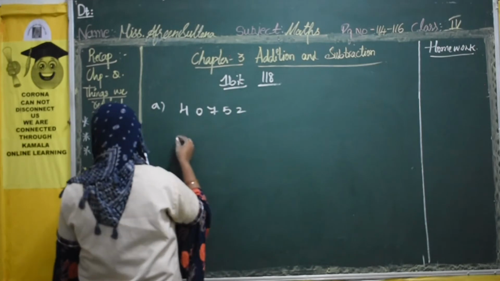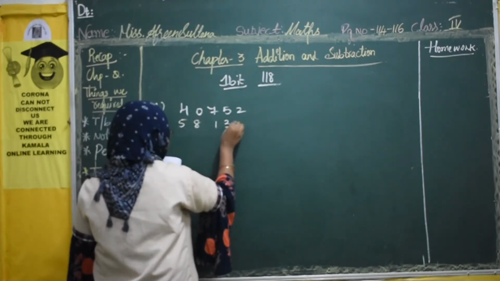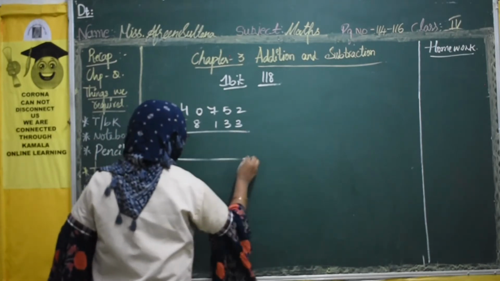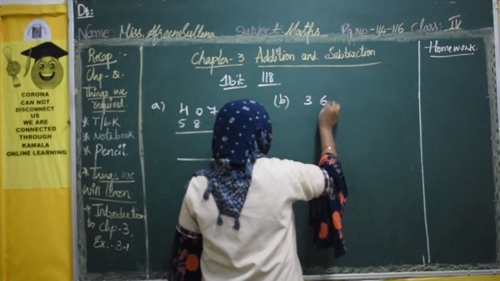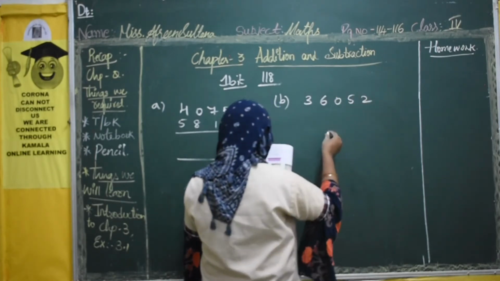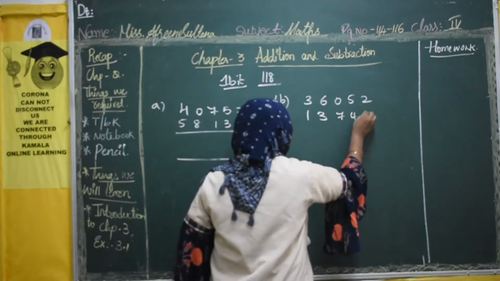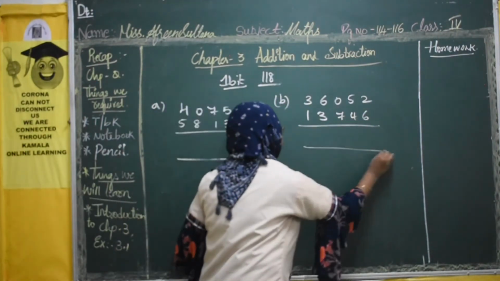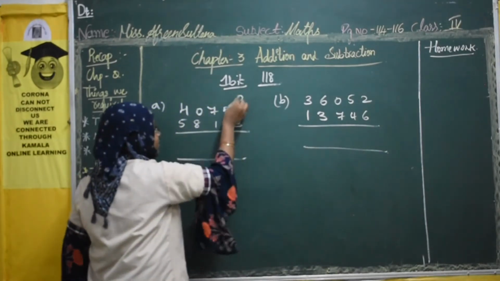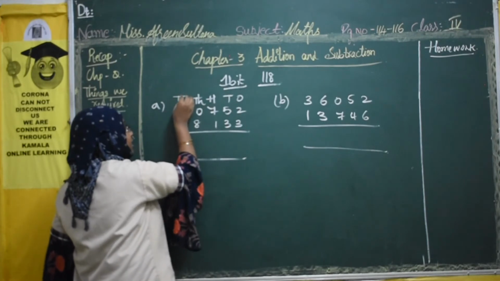40,752, that is 40,752, 58,133. Next, second one, 36,052, 13,746. Where they have given the place values also on the top, right? This is ones, tens, 100, 1,000, 10,000.